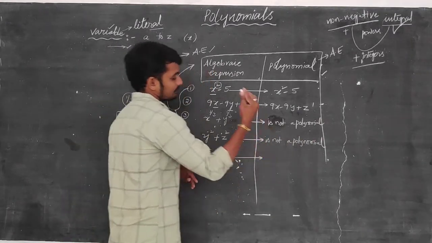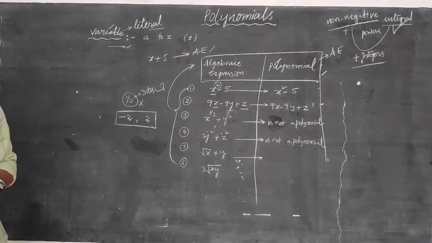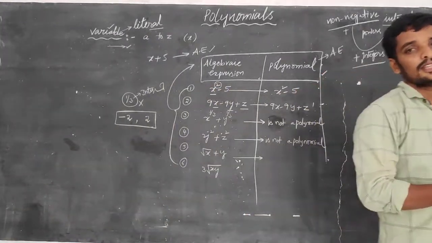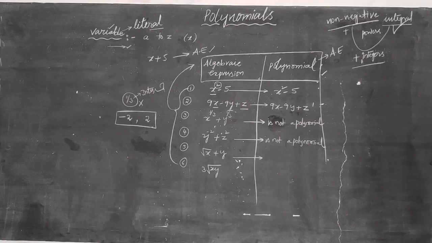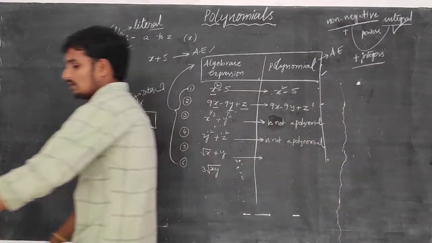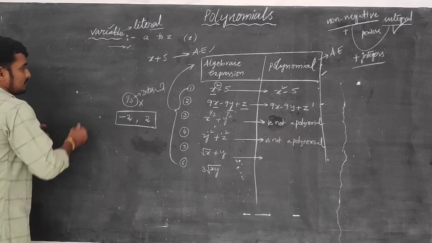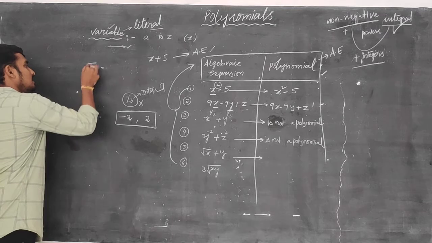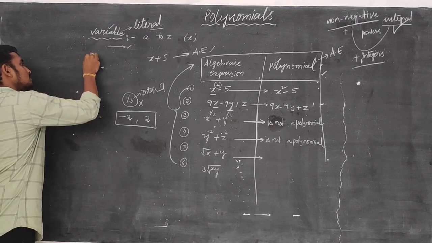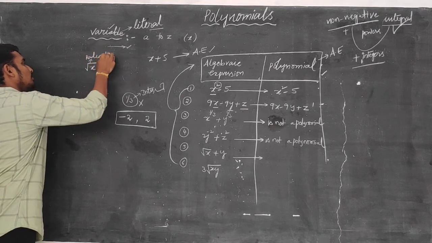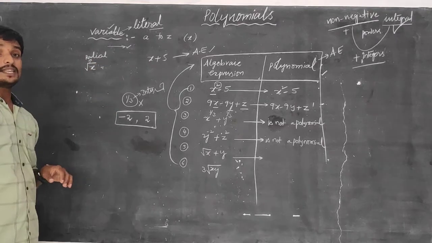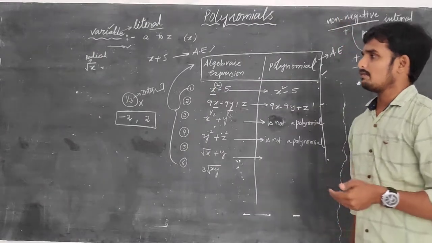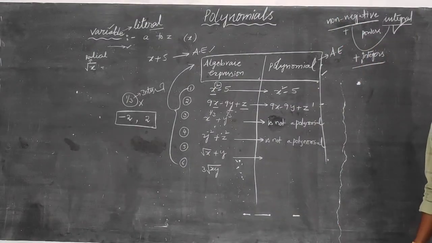Can you say, my dear students, whether the fifth example is a polynomial or not? We are seeing here root x. So this is radical form. We have to convert this radical form into index form. Index form is exponential form.